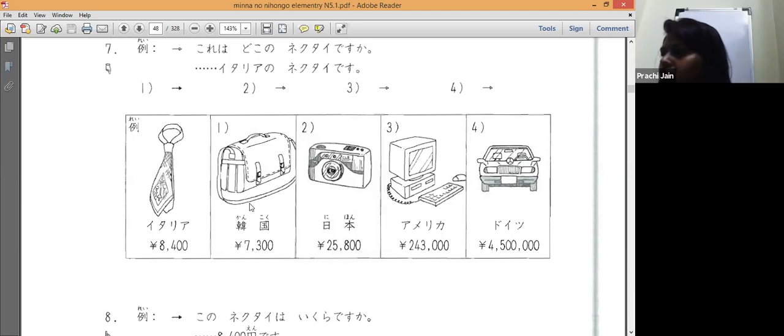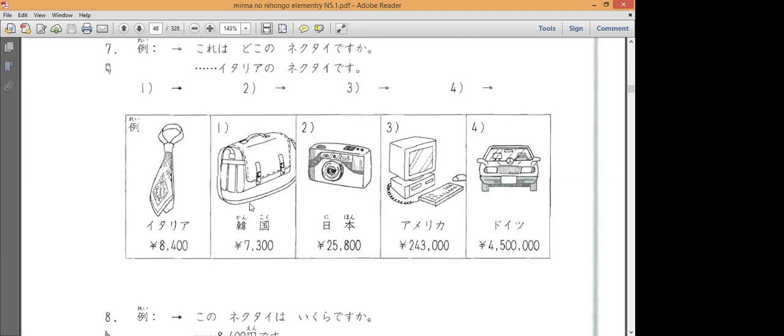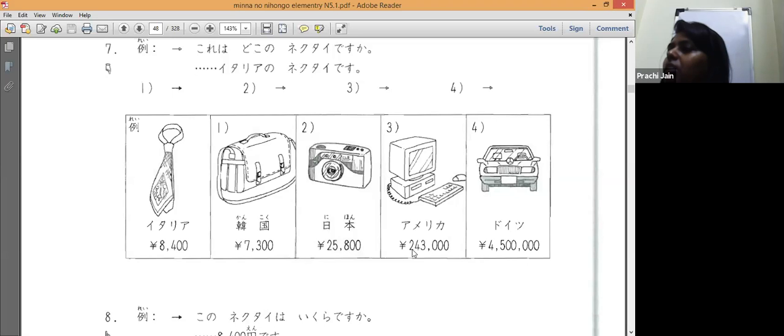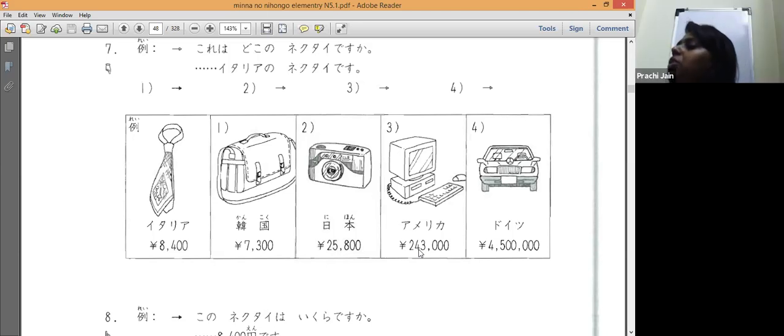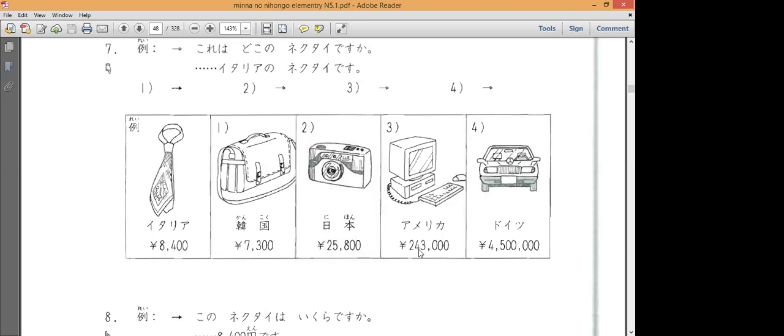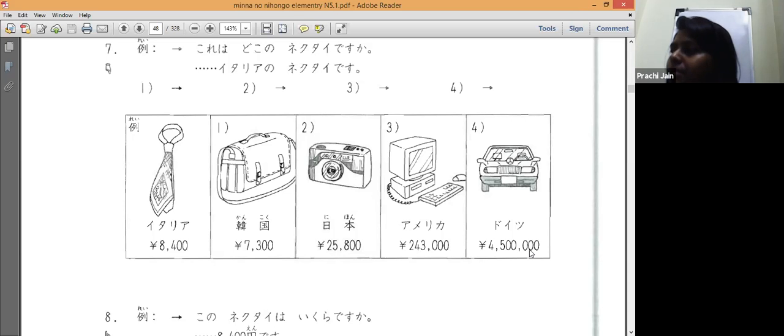Kono kamera wa ikura desu ka? Computer ikura desu ka? 42,000... ni yon man sansen yen desu. Understood? Come to the next one.